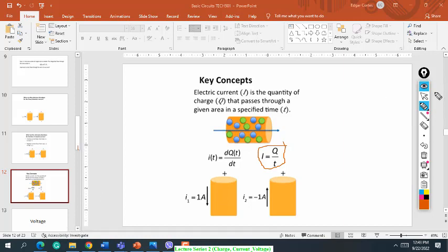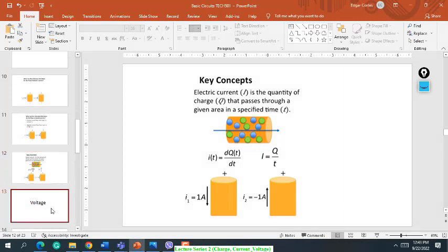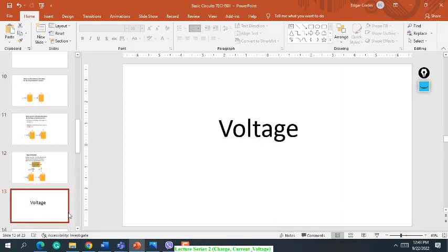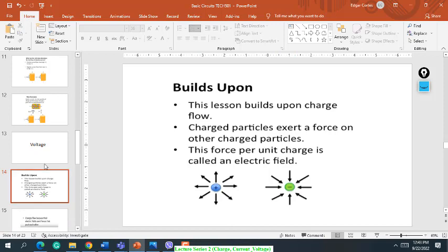So the next topic, please let me mute, is voltage. We discussed charge, we discussed current, and what is voltage? So what is this voltage? Voltage, class. Remember the concept I presented earlier.